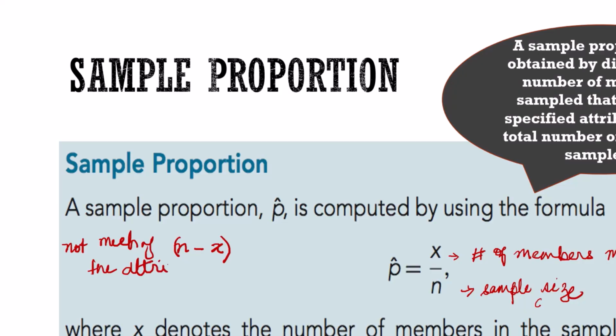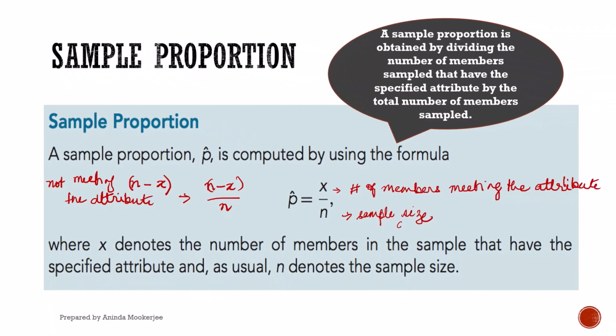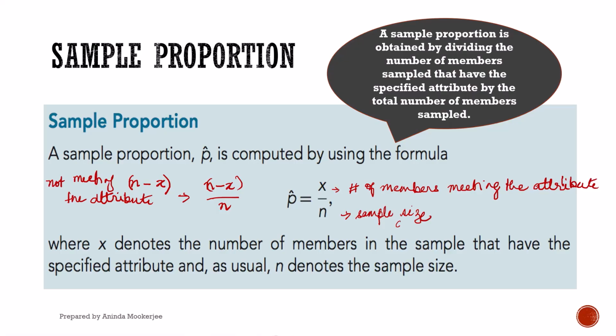So what proportion would have not met the specified attribute? That can also be found using the same formula, but this time it would be n minus x divided by n. All right. So this is how you can find the success proportion and the failure proportion. Failure proportion in this context would be those who did not meet the specified attribute.